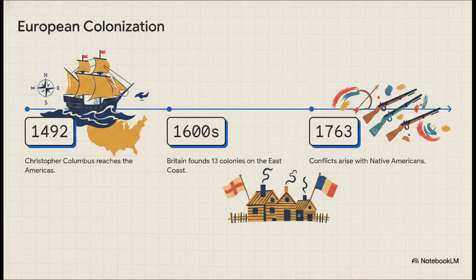Then, 1492 happens, Christopher Columbus reaches the Americas, and boom, it kicks off this massive wave of global change. Pretty soon, you've got Spain, France, and Britain fiercely competing to establish colonies, and by the 1600s, the British have their 13 colonies firmly planted on the East Coast. But this whole era, stretching up to 1763, was really defined by intense and immediate conflicts between these newly arrived Europeans and the Native Americans who were already living there.